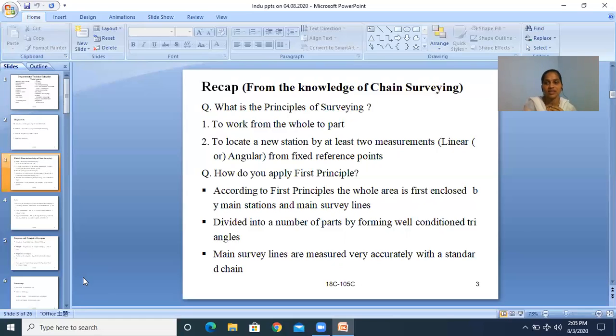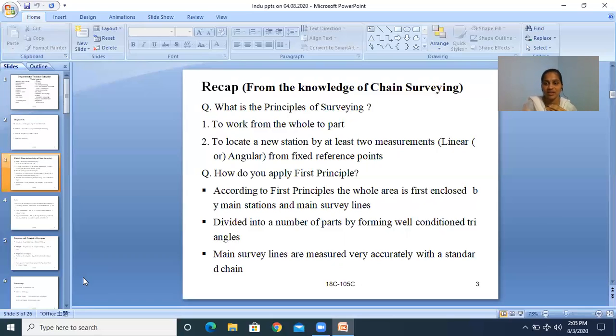Yeah, it is an instrument placement place. So where we are placing the instrument to conduct the surveying, the place is known as a station. What do you mean by main stations? We have discussed what main stations and subsidiary stations are, all those things. And then main survey lines.